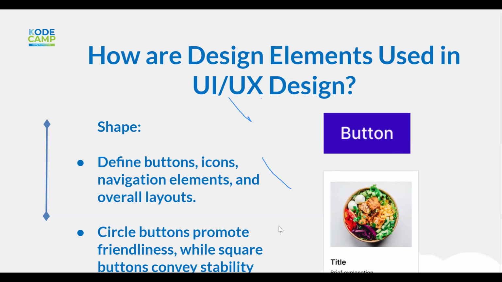Looking at this image that we have below, you see that this card here is made up of shapes. So you have an outer rectangle, then you have an inner rectangle. You also have a circle where the food is presented. Then you have a shape too that contains the title and the brief explanation of the product.